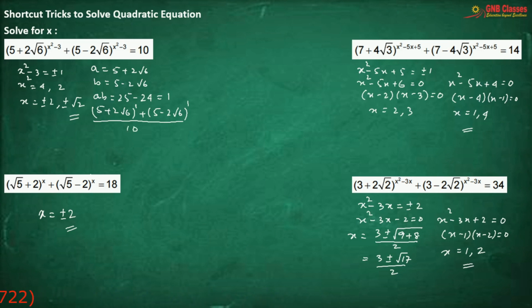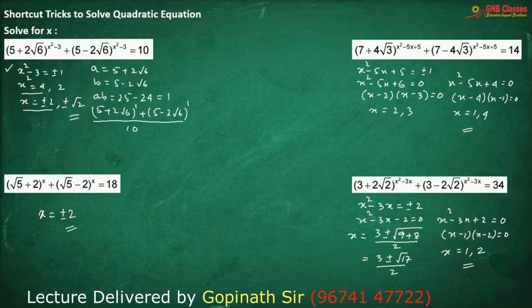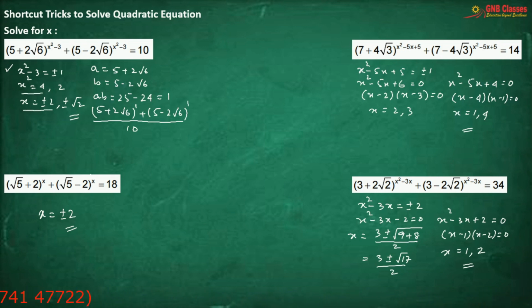Therefore, we can directly write that x is nothing but plus minus k. That is, x square minus 3 is plus minus 1. So I have taken plus 1 first to get x square equals 4, so from there we are getting x equals plus minus 2. And then we are taking minus 1 to get x square equals 2, so we are getting x as plus minus root 2. It is as simple as that. Is it clear to all of you? Now let us move to the next sum.